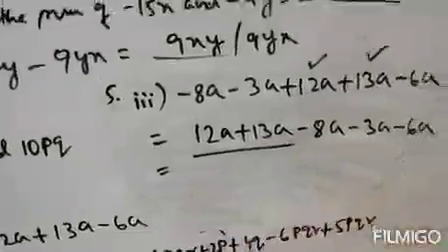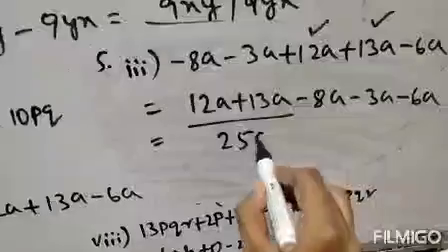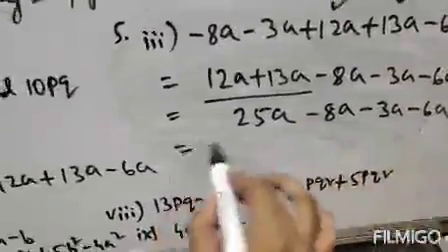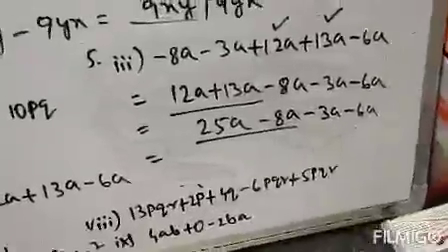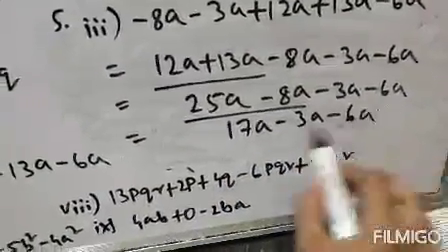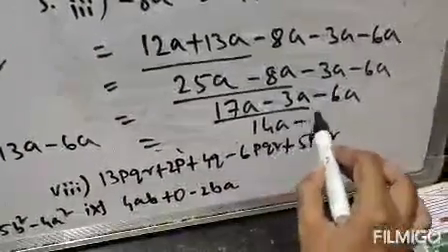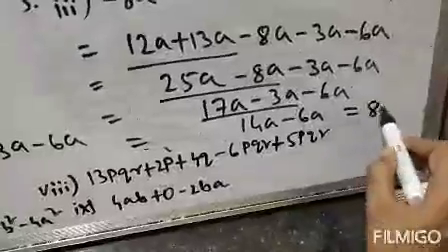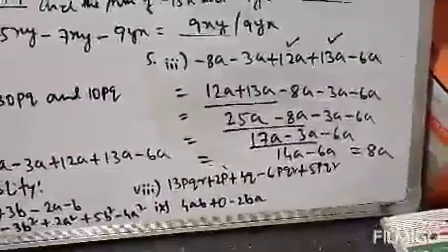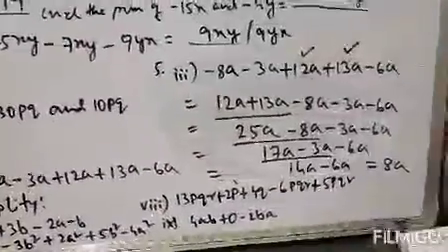Now take two terms first. Both of the coefficients are the same, so we can easily add. So 12 plus 13, this is 25a. Just write the remaining terms. Now take two terms again. So 25 minus 8, it is 17. So 17a. Write the remaining terms, take two terms again. So 17 minus 3 is 14a, then 14a minus 6a gives you 8a. Here all the coefficients are a actually, that means we can easily add or we can easily subtract.